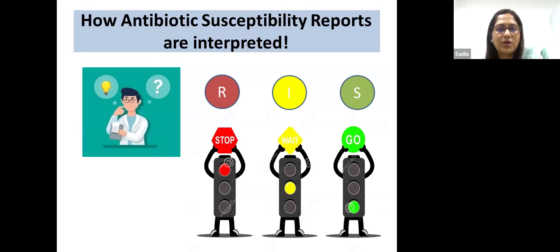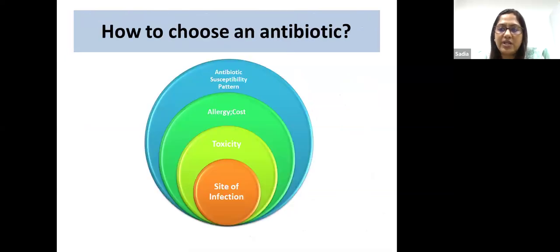Okay, so how do you choose an antibiotic, right? Having known that, how would you choose an antibiotic? Most of us would say that AST reporting or the report itself will guide us as to which antibiotic should be taken. But it's not as simple as that. The AST report is a very important guide, but along with that, you also have to see several other factors.